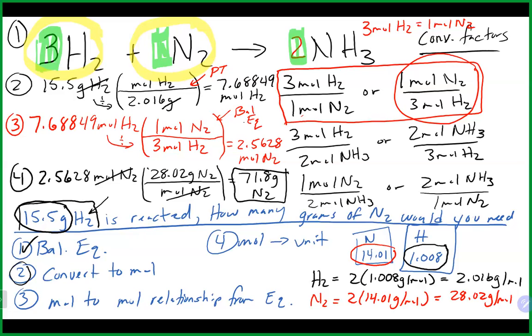So what does this number mean? This number means that if I wanted to do this reaction and I throw in there 15.5 grams of H2, I would have to put in there 71.8 grams of N2 to basically use up all of that H2 that I put in there to get this reaction to go like it is. So that is what that number represents. Yes.